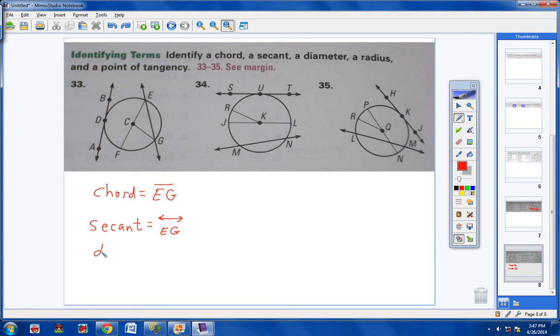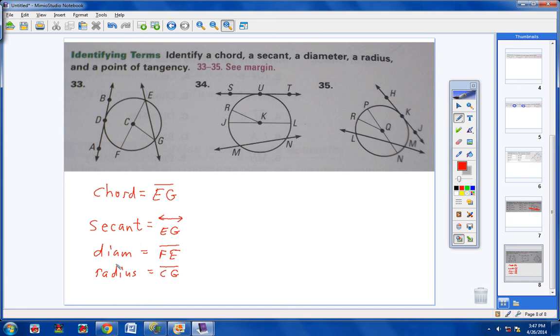Now let's look for a diameter. A diameter would be segment FE. That's definitely a diameter. Next let's take a look at a radius. What would a radius be in this circle? Well, there's actually quite a few. You could say segment CF, segment CE, segment CG. I'm going to put segment CG.